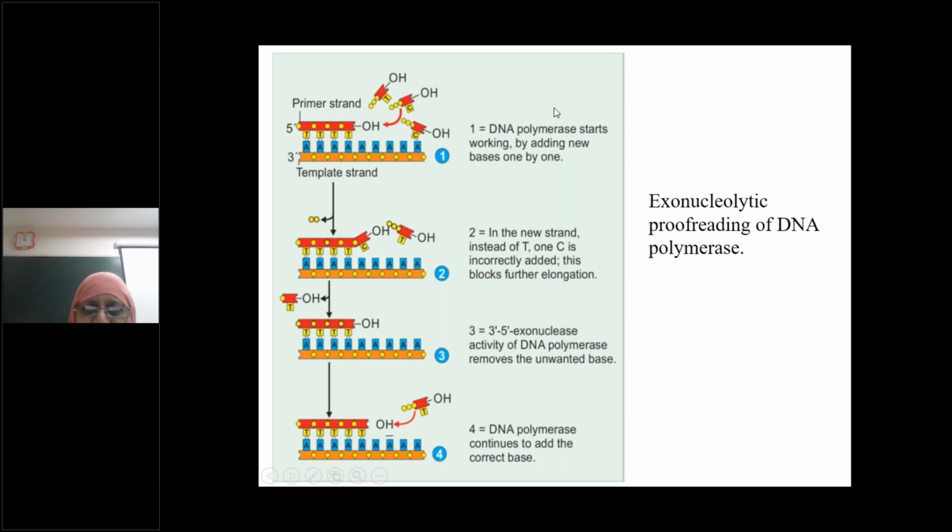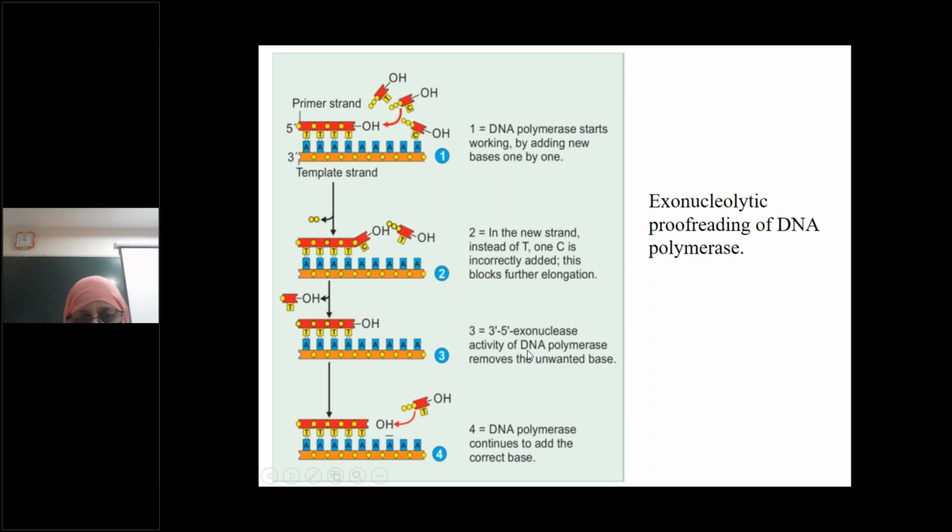What will happen? DNA polymerase, as it goes on adding the new bases one by one, sometimes in the new strand, instead of thymine, one cytosine is incorrectly added. Here you can see these are the adenine bases, and thymine has to be continuously added over here. But instead of that, one cytosine base is incorrectly added. What will happen is that it will block further elongation of the strand.